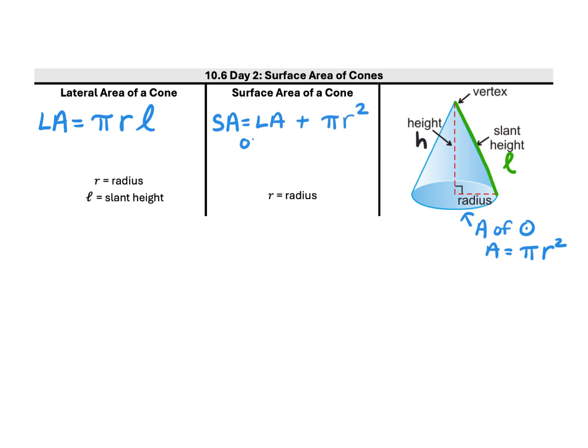Another way you can write this, you can actually do it all in one if you just want the surface area, is you can do pi r L plus pi r squared. So that just replaces the LA with the formula for lateral area. And using these formulas, we'll be able to find the surface area of any cone.